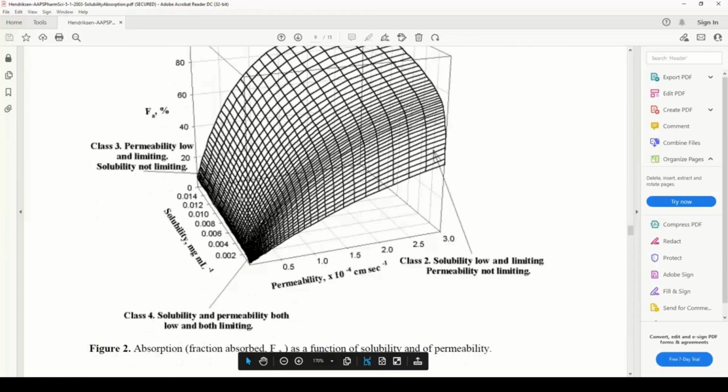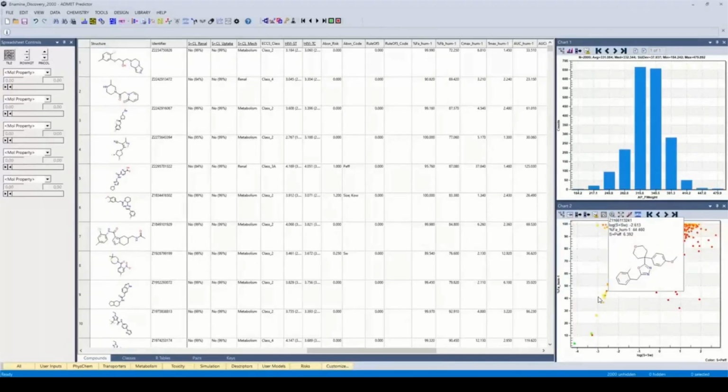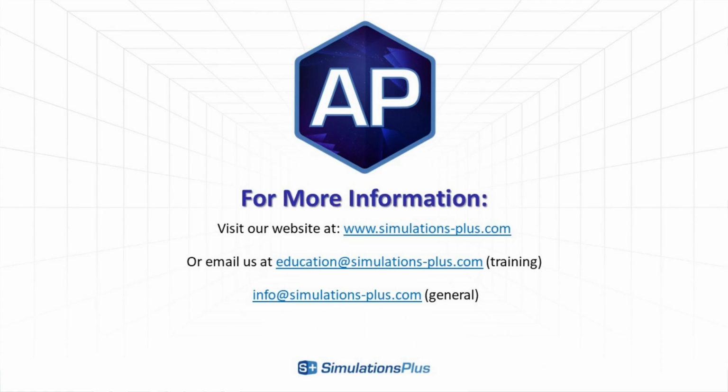So again, this particular plot is somewhat of a projection of that graph. I hope you found this interesting, and that actually brings us into the topic of parameter sensitivity analysis, because we saw that, again, some of these compounds could be either permeability or solubility limited. So we're going to see how we can analyze that in a little bit more detail.